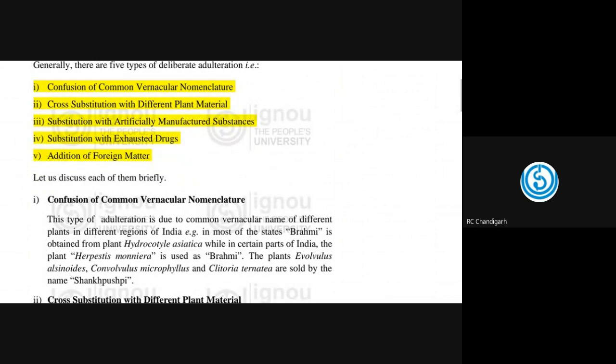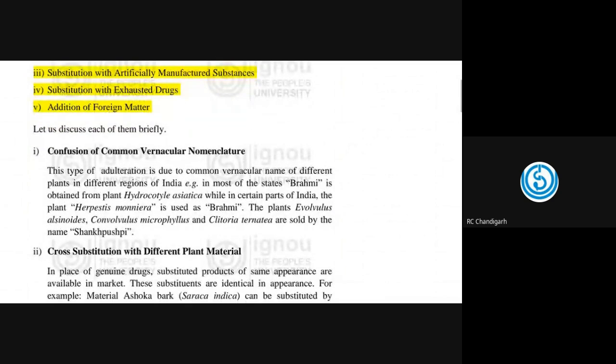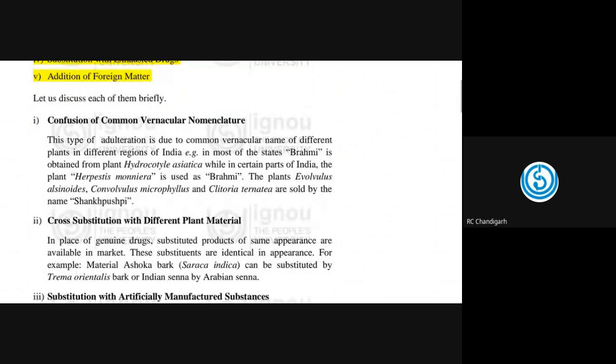First one is confusion of common vernacular nomenclature. So if there are two drugs having similar names, that can be confused with the other name, and we can deliberately add one drug in another drug because they are similar sounding in name. Then cross substitution with different plant material. In place of genuine drugs, substituted products of same appearance are available in market.